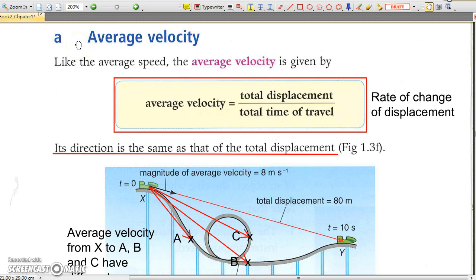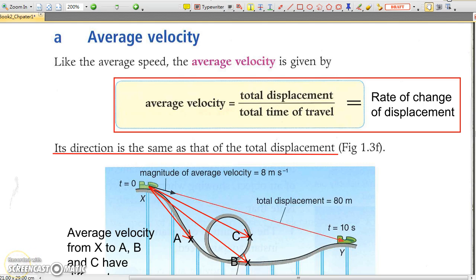A. Average velocity. Velocity results in change in displacement. The object moves from one point to another, and the velocity is then the rate of change of its displacement. The magnitude of average velocity is usually different from that of the average speed, since we calculate the average velocity from the change in displacement, while we calculate the average speed from the distance traveled.